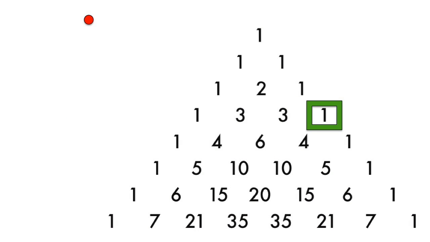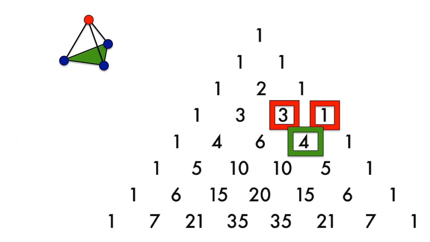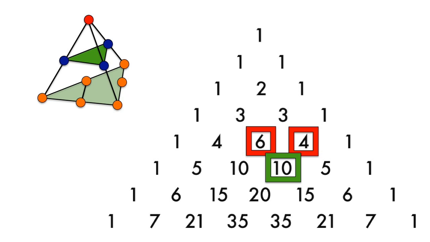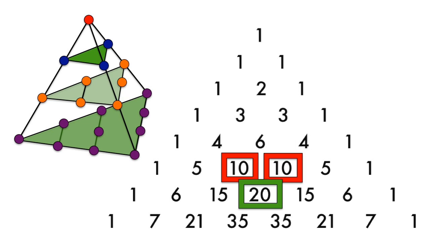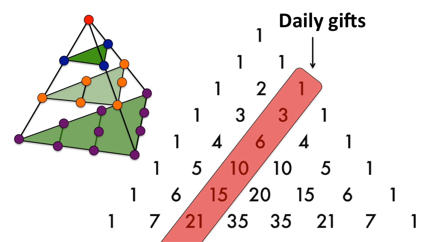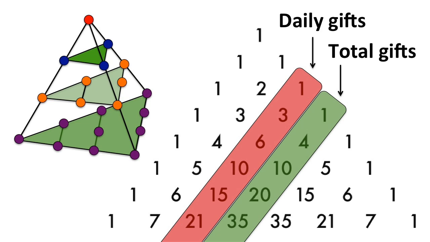After 1 day, there is 1 gift. After 2 days, there is 1 from day 1 plus the 3 given on day 2, making a total of 4. After 3 days, there are 4 from before, plus 6 on day 3, making 10. After 4 days, there are 10 plus 10, making 20. So what we've seen is that this line gives the number of gifts on each day, while this line gives the running total number of gifts.